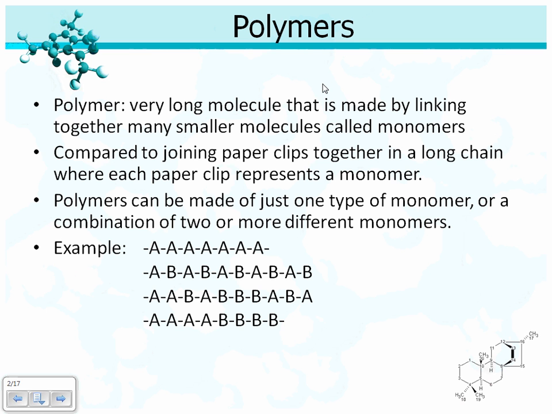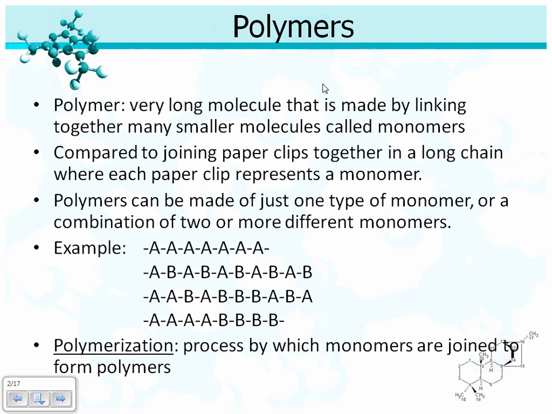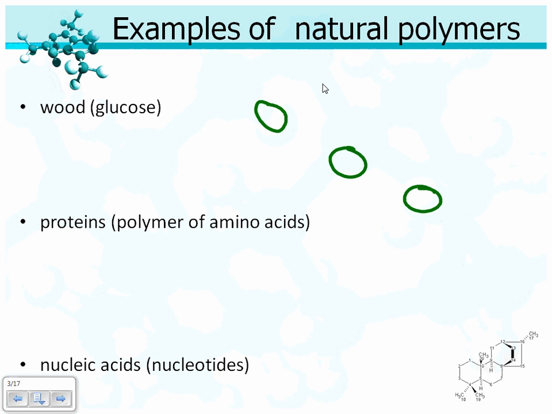There's no one set of rules for how these monomers have to link together, and that's what makes organic chemistry really cool: there are a lot of possibilities to link these monomers together, so that makes polymers very, very diverse. Last little definition: a polymerization reaction is how those monomers get joined together to form polymers.